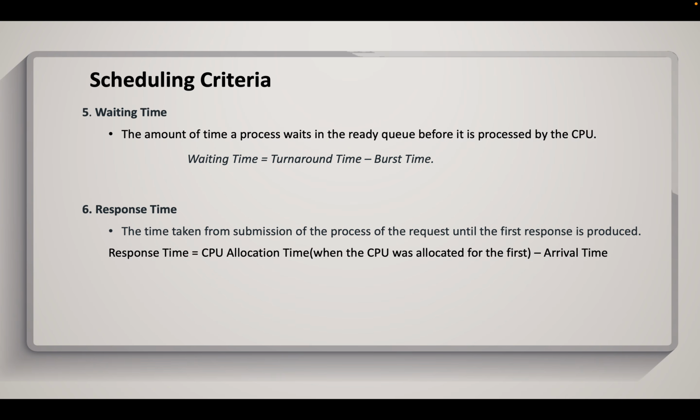Waiting time is how much time a process waits in the ready queue or the waiting queue. The total waiting time of a process is turnaround time minus burst time. Response time is the time difference between the arrival of a process into the ready queue and the first response of the CPU.